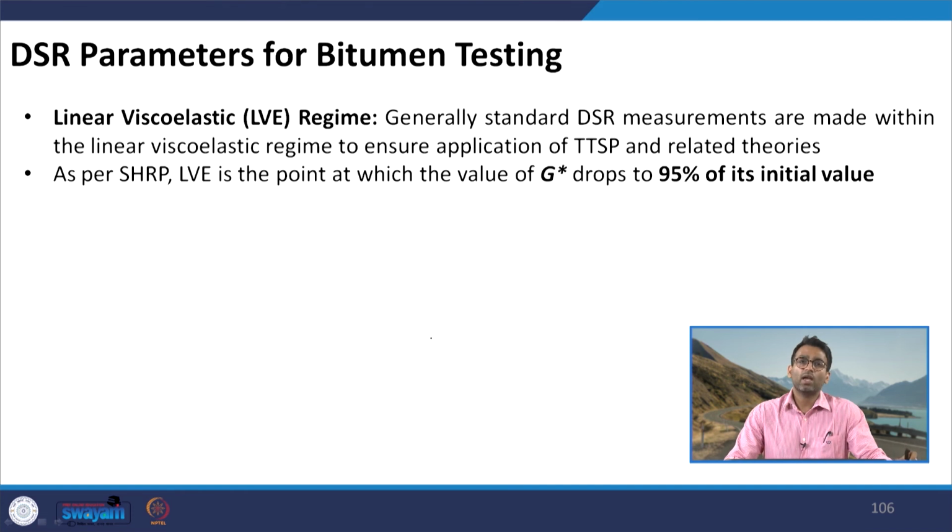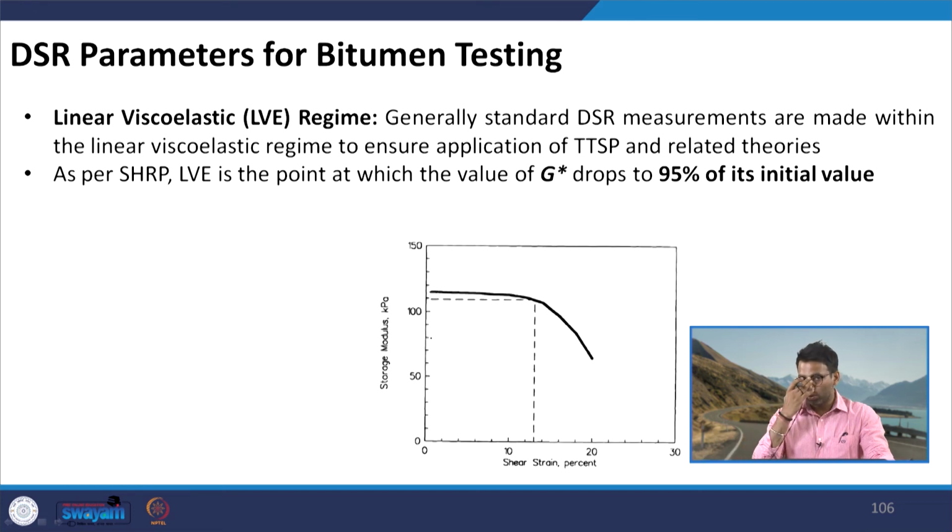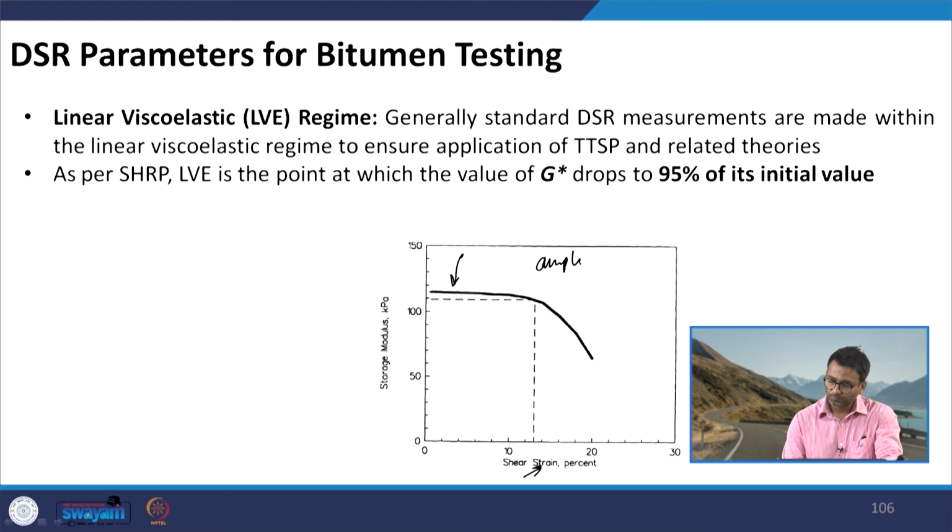As per the Strategic Highway Research Program, the LVE or the linear viscoelastic regime is the point at which the G star value drops to 95% of its initial value. So, this is an assumption to describe the linear viscoelastic regime. You can see that here you have the value of say G dash or G star, and here you have strain. So, this is an amplitude sweep test. We are seeing how the modulus of the material is changing with the increase in strain value.